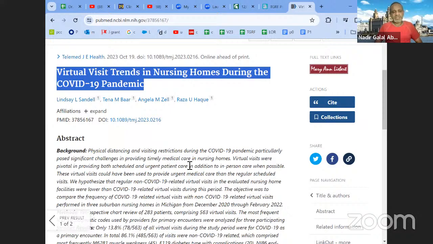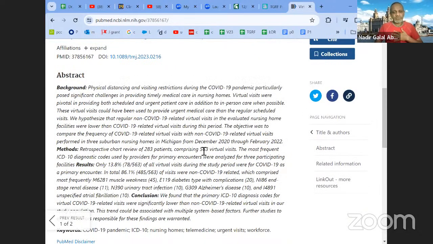visited using telemedicine. So basically, patients in the nursing homes will have some complaints. The nursing staff will be asking the doctor to see the patient. If the doctor is not available, then they can do the telemedicine visit. So what they did is they looked at all the telemedicine visits between December 2020 until February 2022. So during the early pandemic until last year.